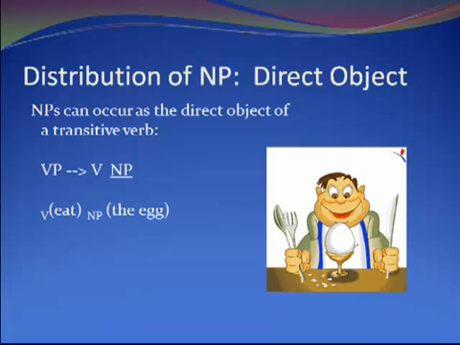In terms of meaning, you can say, well, the man here, he's the agent, he's the one doing the eating, and the egg is what we call the patient, the thing undergoing the action expressed by eating. So, the egg is the thing that gets eaten.